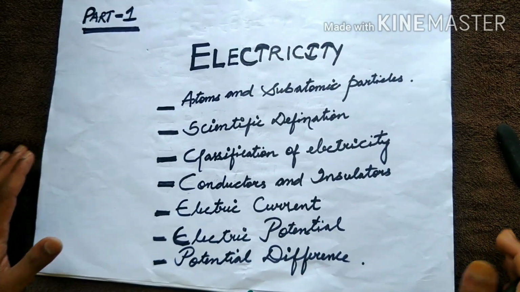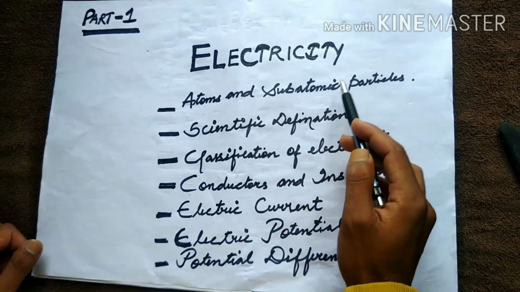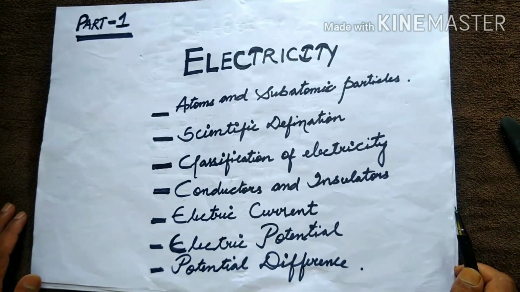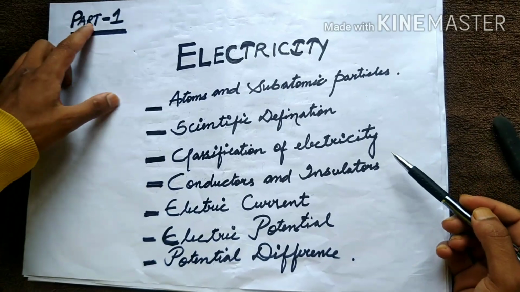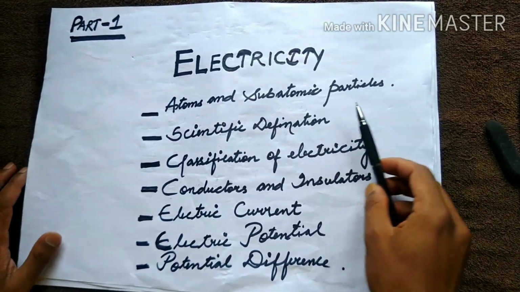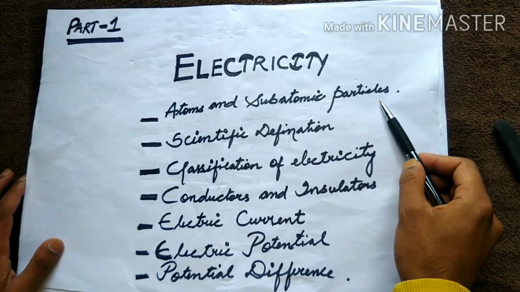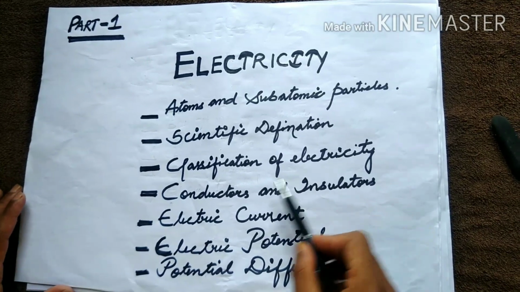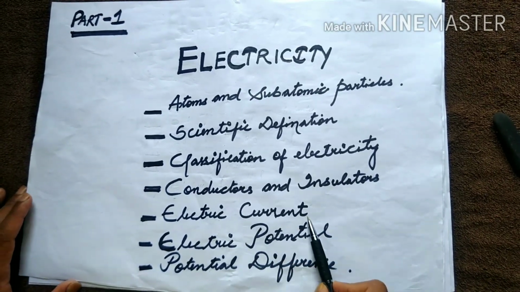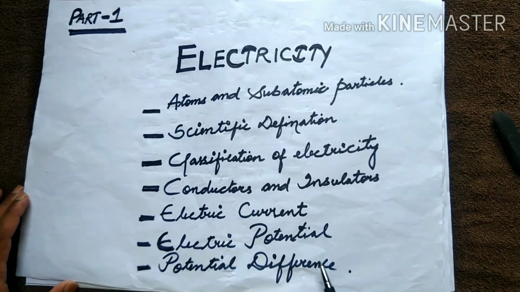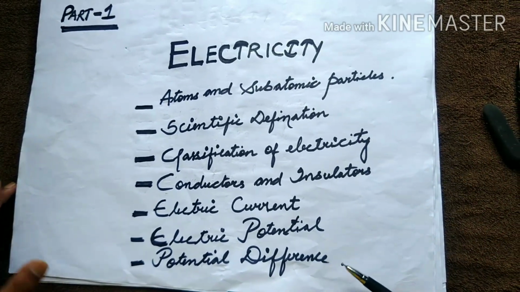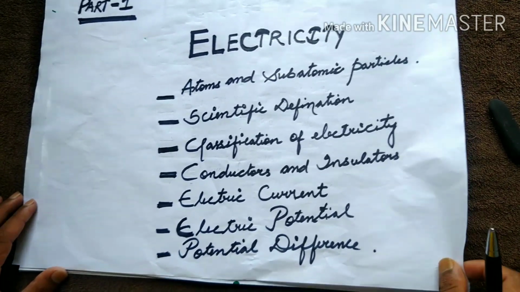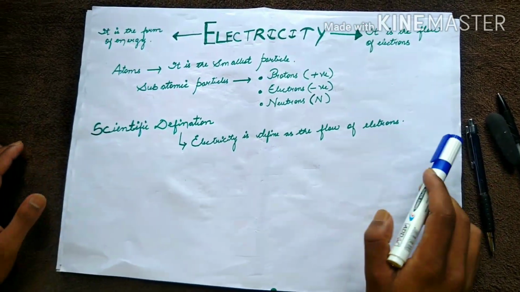Alright students, today we are going to discuss the topic electricity, a very interesting topic and scoring also at the same time, and personally one of my favorite topics. So today, under part 1 of this video, I shall be discussing atoms and subatomic particles, scientific definitions of electricity, classification of electricity, conductors and insulators, electric current, electric potential and potential difference. I have chosen this for now in part 1. The remaining topics will be explained in part 2 of the video. So let us start with the topic.